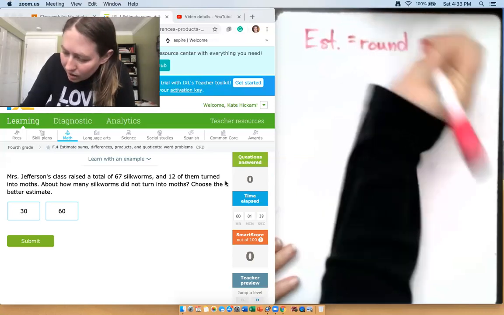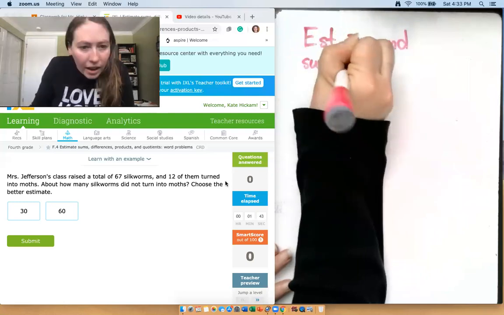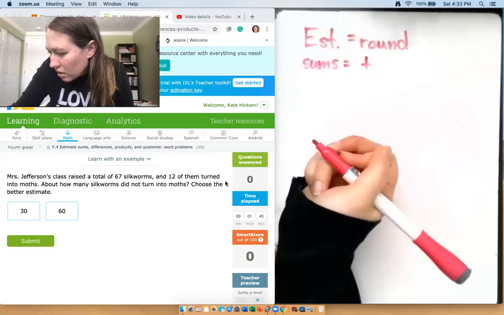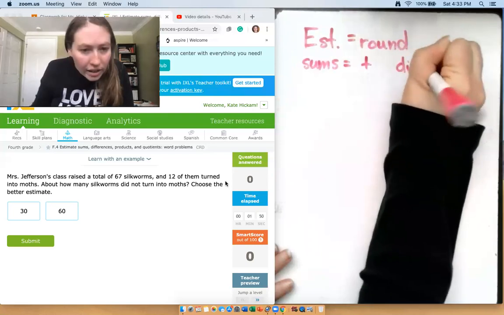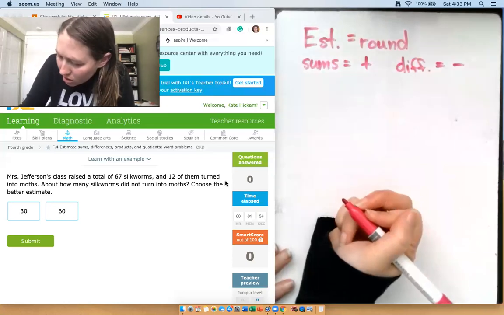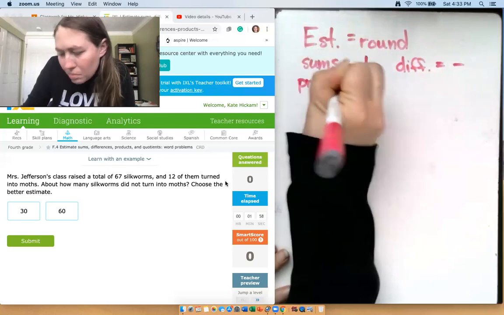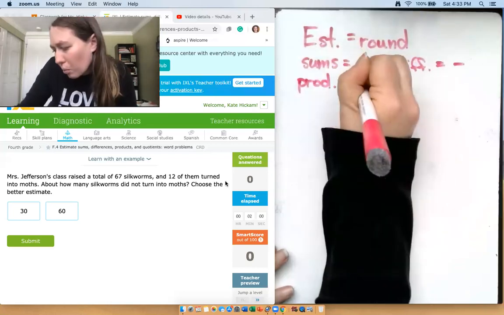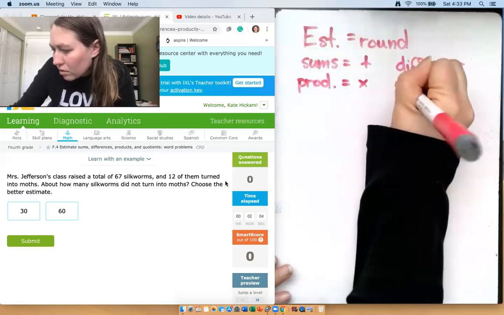It says sums, which is the answer when you add. Difference is the answer when you subtract. Product is the answer when you multiply. And quotient is the answer when you divide.